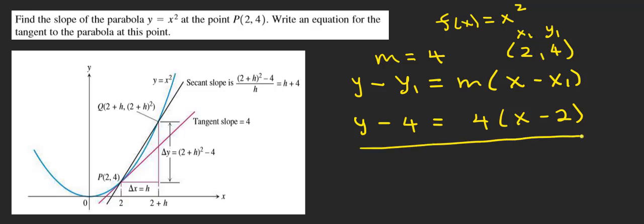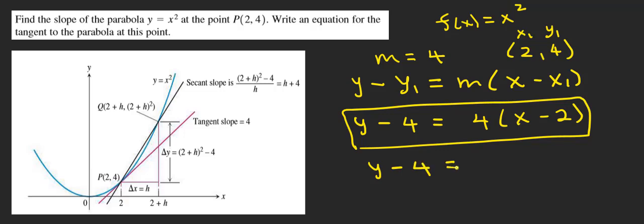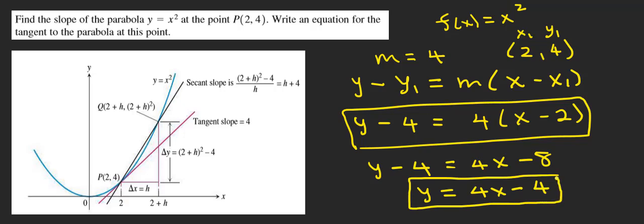Now, this is good enough, but if you want to simplify further, then this becomes y minus 4 equals 4x minus 8. So you get y equals 4x minus 4. This is the point slope form, and that will be the slope intercept form. So basically, when you graph x squared and when you graph y equals 4x minus 4, you'll notice that 4x minus 4 will be a tangent line at x equals 2 and y equals 4.